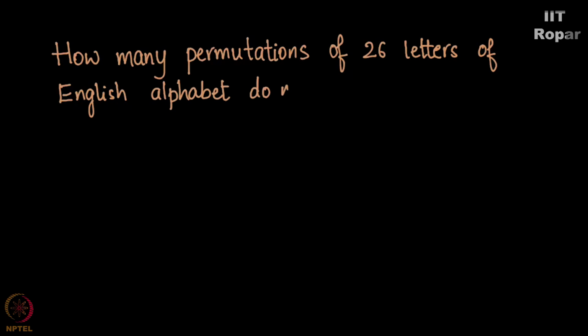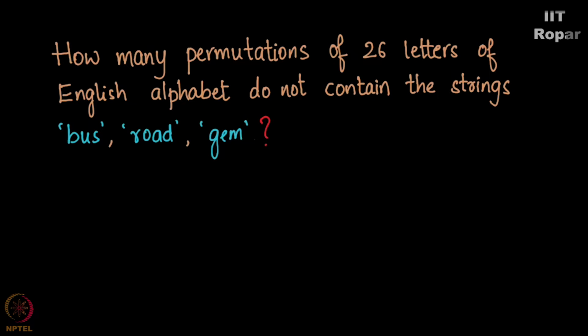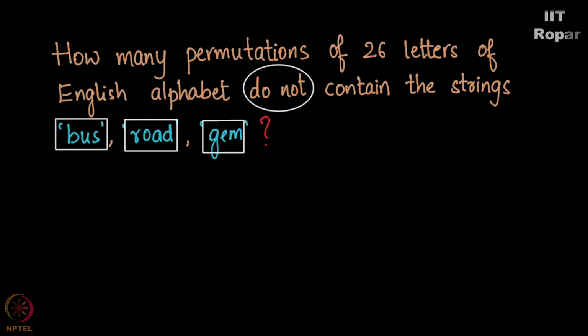How many permutations of the 26 letters of the English alphabet do not contain the strings bus, road and gem? So you see, we have to consider all the permutations of the English alphabet and we have to count those which do not contain these strings as a part of them.